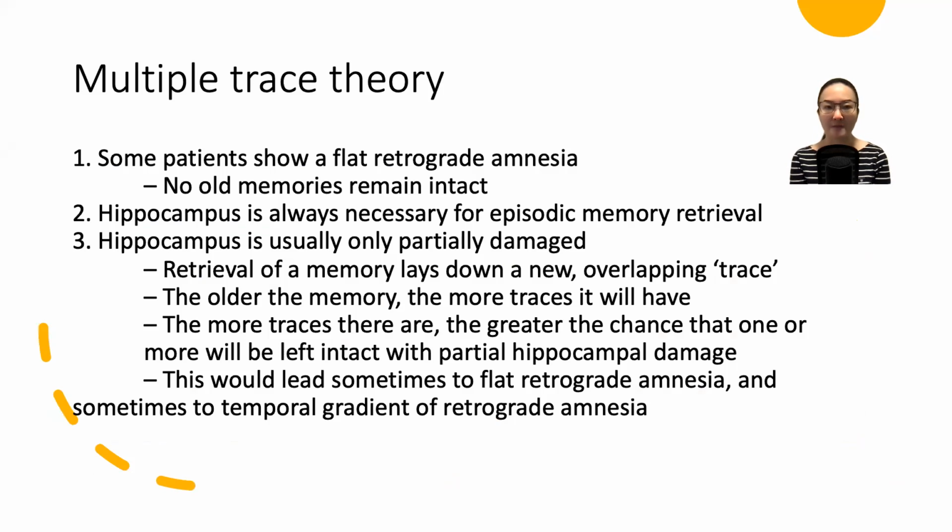Multiple trace theory. Some patients show a flat retrograde amnesia: no old memories remain intact. The hippocampus is always necessary for episodic memory retrieval. The hippocampus is usually only partially damaged. Retrieval of a memory lays down a new overlapping trace. The older the memory, the more traces it will have. The more traces there are, the greater the chance that one or more will be left intact with partial hippocampal damage. This would lead sometimes to flat retrograde amnesia and sometimes to a temporal gradient of retrograde amnesia.